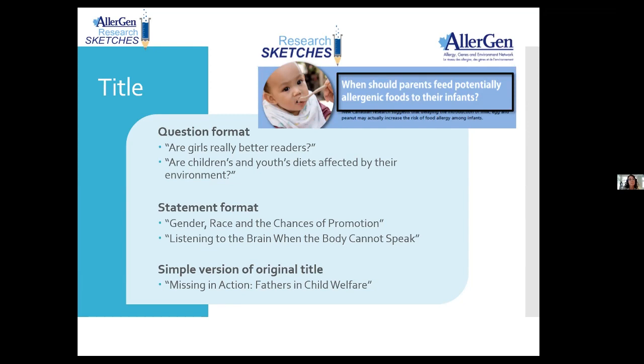So some possible title formats are 3 that I've shown on the slide here. The question format is often very effective. Are girls really better readers is kind of a nice title. Are children's and youth's diets affected by their environment? There's the statement format, gender, race, and the chances of promotion, or listening to the brain when the body cannot speak. Another format is to use a simple version, sort of a plain language version of your original research title. Missing in Action, Fathers in Child Welfare.